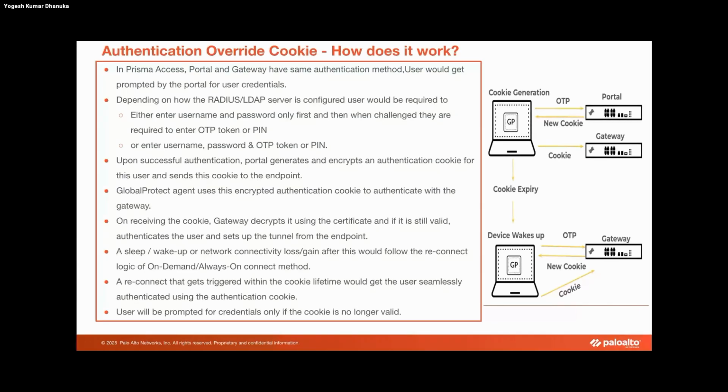The important criteria here is that in the tunnel settings, which is referring to the gateway, and in the app settings, which is referring to the portal, you should always use the same certificate, because when the cookie is first generated, it is encrypted with the certificate. If you're using a separate certificate on the gateway or in the tunnel settings, it won't be able to decrypt the cookie and the authentication will fail.